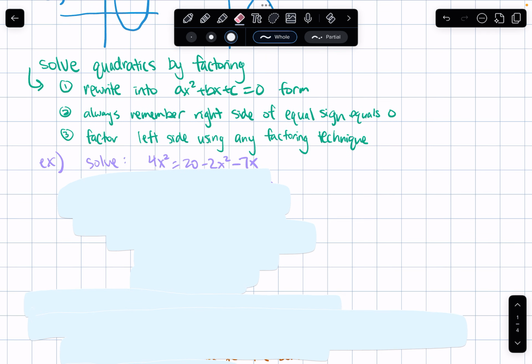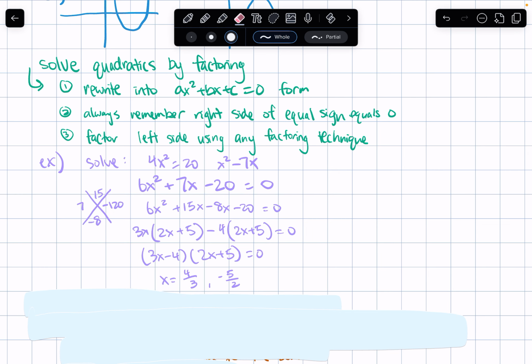So an example, 4x squared equals 20 minus 2x squared minus 7x. The first rule is you have to rewrite it into the ax squared plus bx plus c equals 0 form. So you are going to rewrite it into this first one right here. We're going to put everything on the left side and then set it equal to 0. And then I decided to use the factoring technique of this X looking thing.